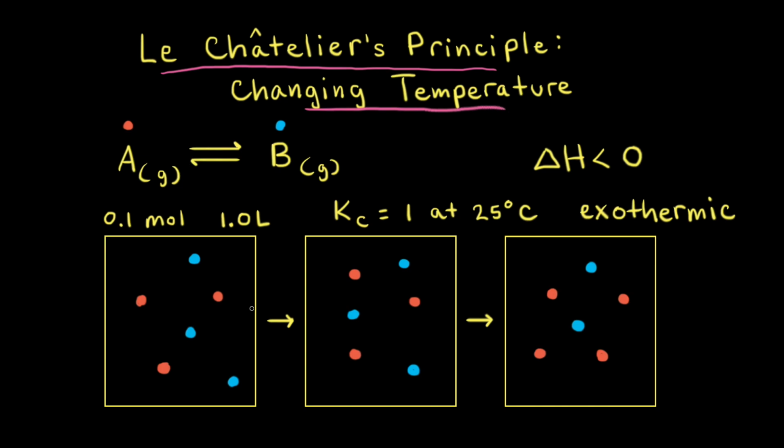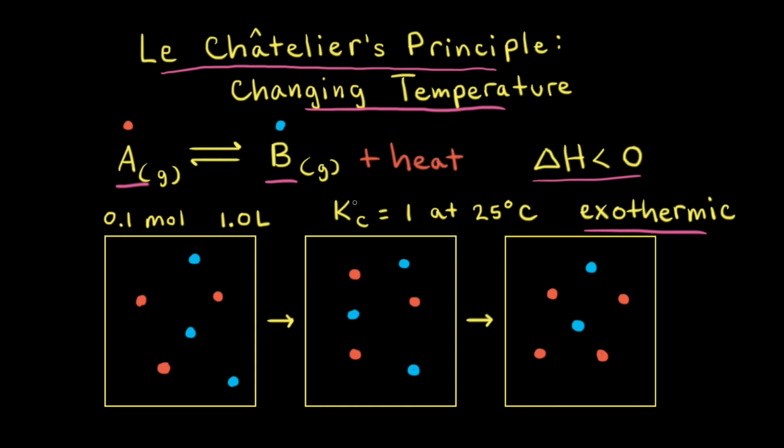As an example, let's look at the hypothetical reaction where gas A turns into gas B. Delta H for this reaction is less than 0, which tells us this is an exothermic reaction. And for an exothermic reaction, heat is given off, heat is released. Therefore, we can go ahead and write plus heat on the product side.